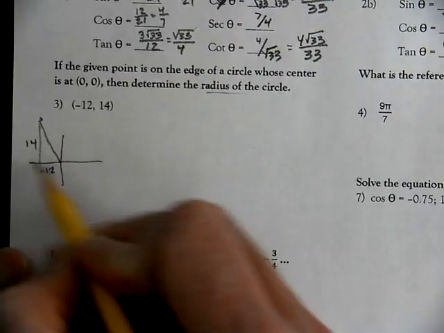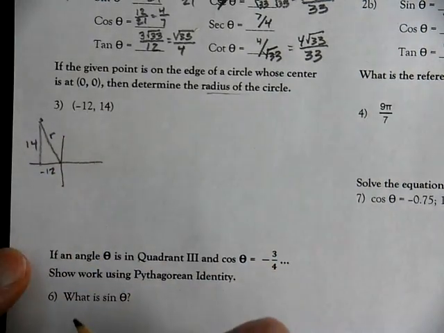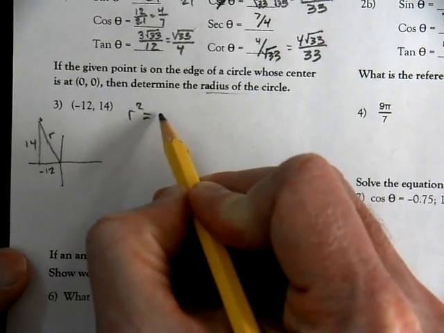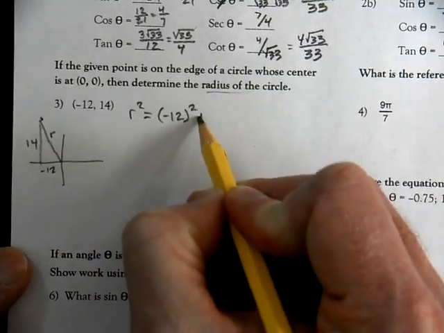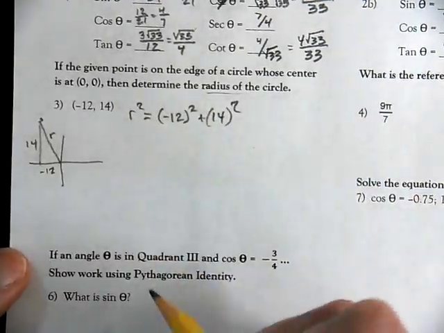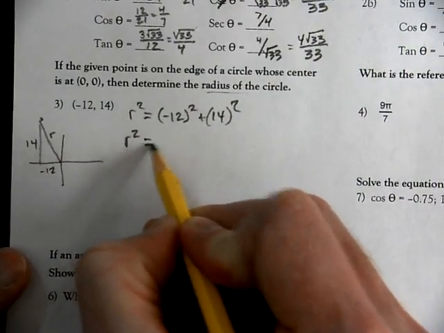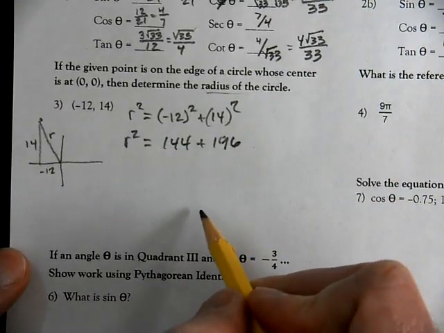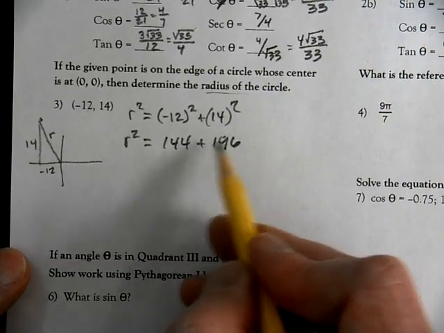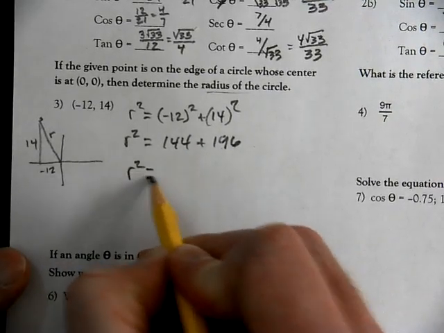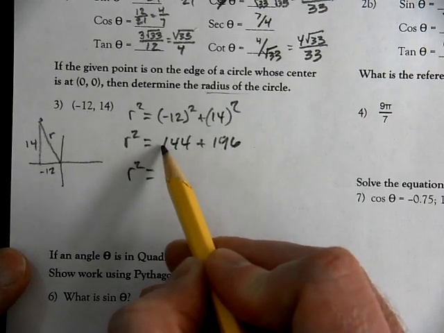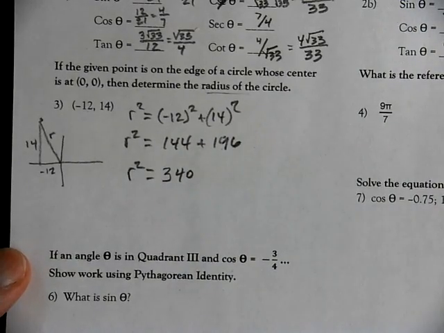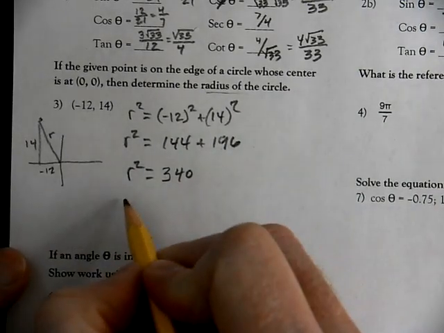This just gives us a reference of what numbers we're looking at. We're looking for our radius. So our r squared is going to equal negative 12 squared plus 14 squared. 144, 196. That's 4 less than 200. So 200 more to this would be 344, and it's 4 less than that. And then we can take the square root.